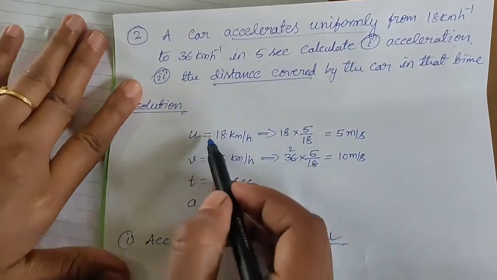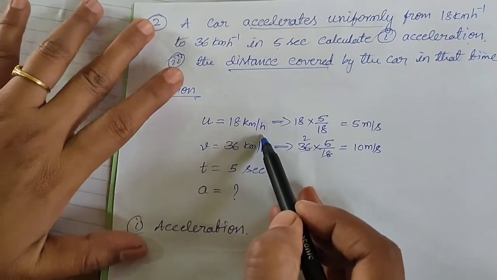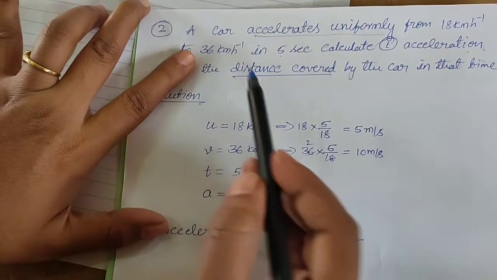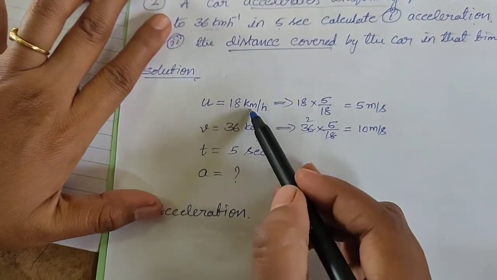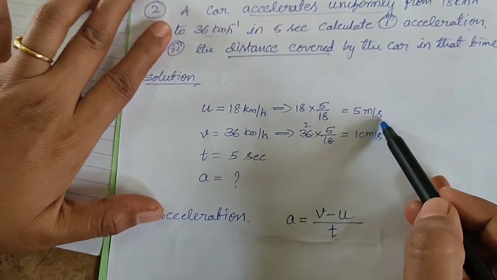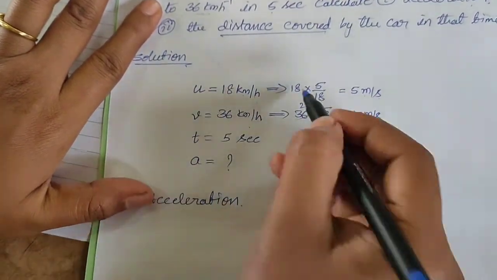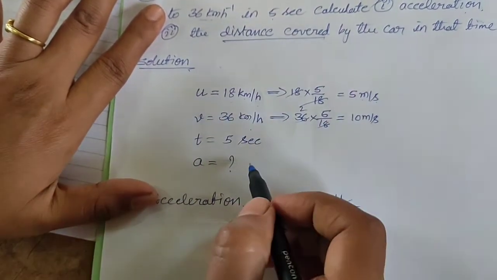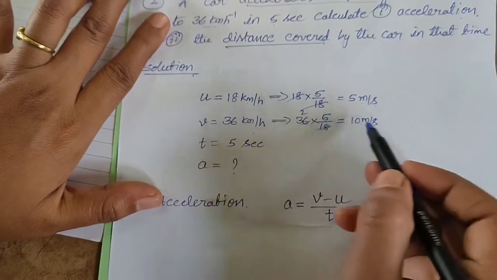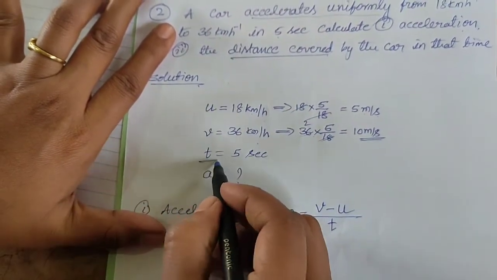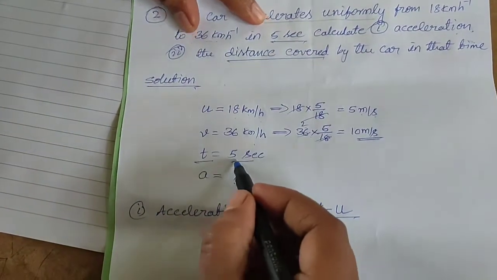Okay students, you know that u is initial velocity, it is 18 km per hour, and v is final velocity, that is 36 km per hour. You already know how to convert kilometer per hour into meter per second. So 18 into 5 by 18. So 18 cancels, we get 5 meters per second. And 36 into 5 by 18. 18 2s are 36, 5 2s are 10 meters per second. What is time? Time is given in seconds. So write 5 seconds.